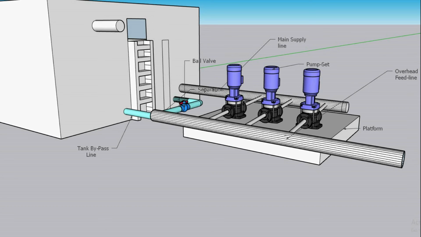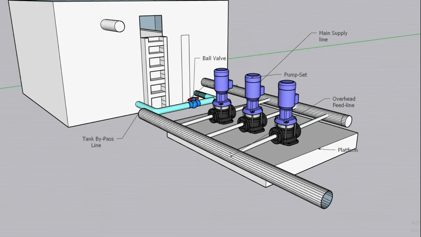And there's a very tricky question about VFDs. Do you need a capacitor bank if you install a VFD on all your motors in a site? Now I'll leave you to answer that question, and I'll be answering it in other videos related to electrical engineering. So this is the platform that the pumps sit on, and this is the line supplying the water to the building.